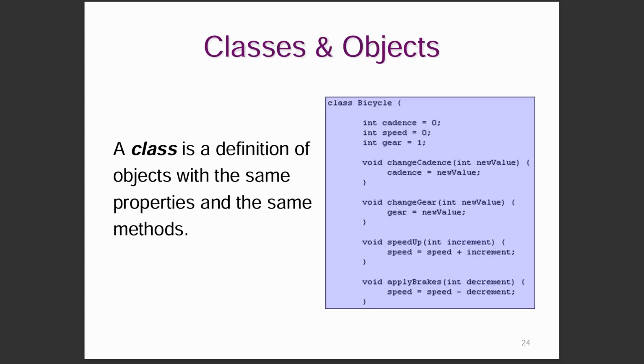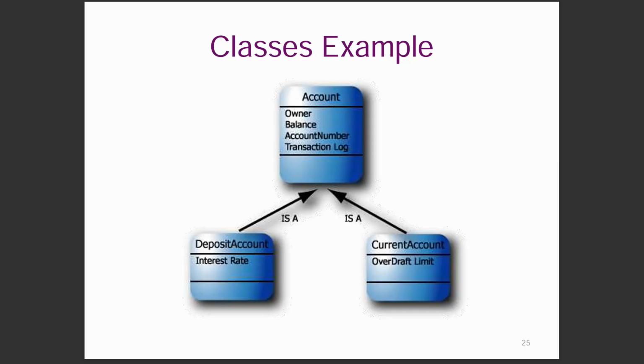So speeding up, you use increasing the speed, changing the gear, changing the cadence, and then applying the brakes and so on. So you can write them now separately like that. So the class examples you have, maybe for example, accounts. Accounts have the owner, has the balances, has account number and transaction logs.